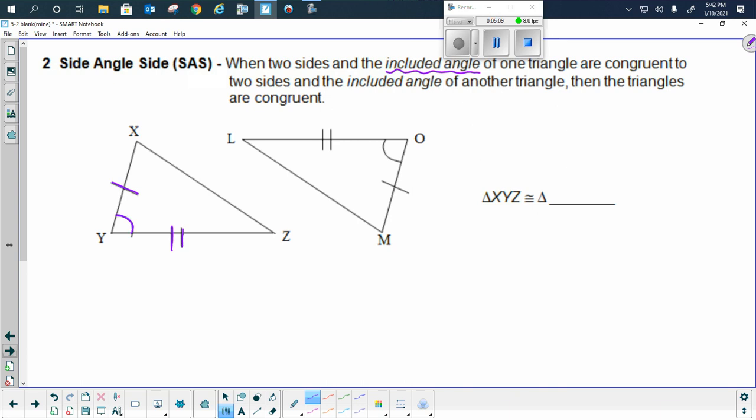That's what we mean by included. Okay. And over here, same thing. Two sides are marked and the angle between them. It's included. So when they are congruent to each other, all three of those things, then the triangles are congruent.